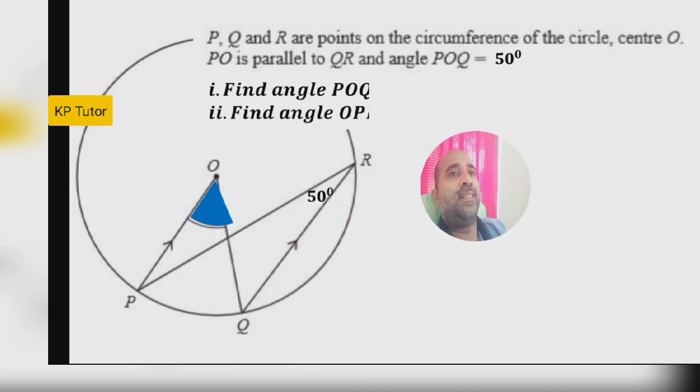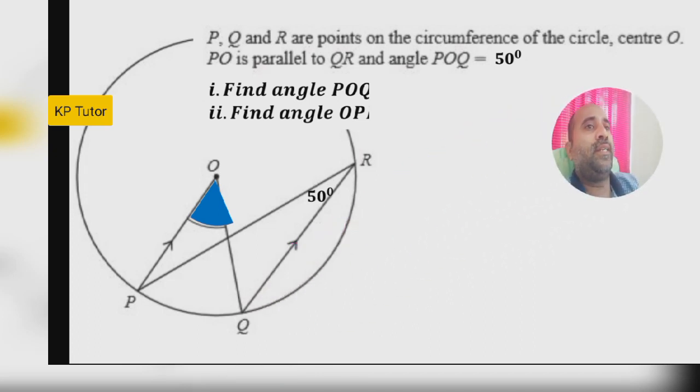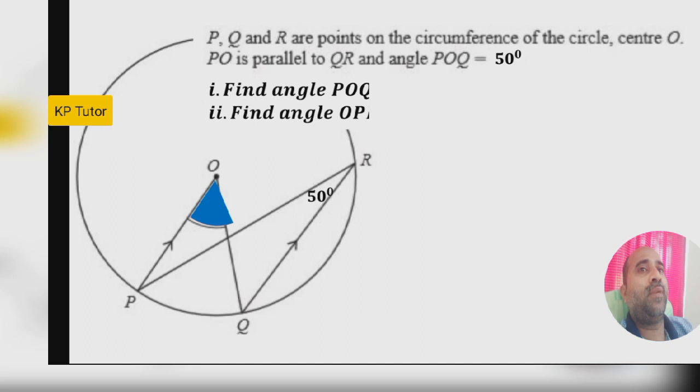For the first question, I selected a 2013 past paper. There is one circle, with points on the circumference P, Q and R, center O. PO is parallel to QR and angle PRQ is equal to 50 degree. There are two things you have to find. One is angle POQ and second is angle OPR.